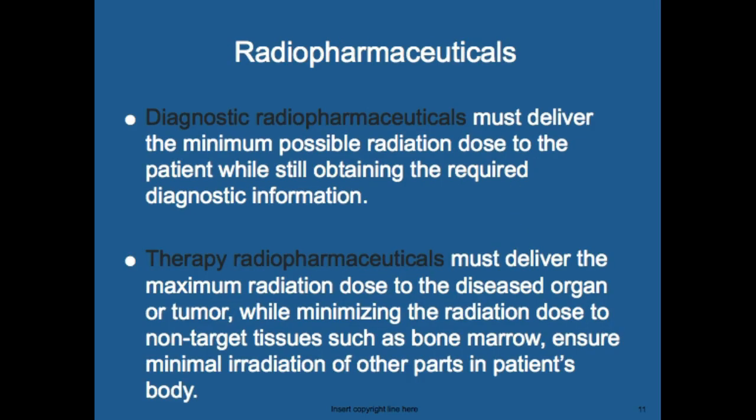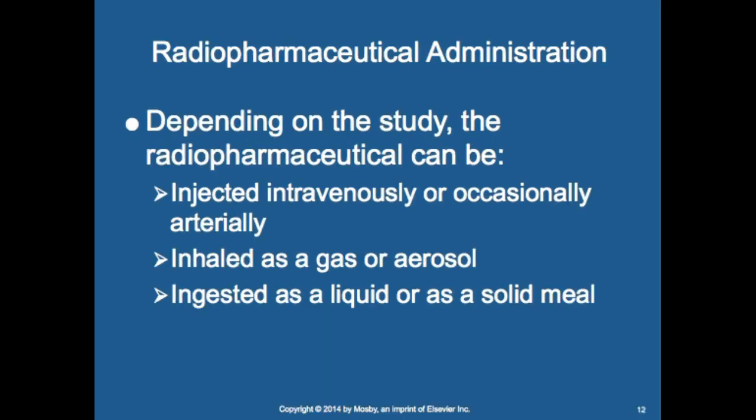So, there's diagnostic radiopharmaceuticals. They must be delivered the minimum possible radiation dose to the patient while still obtaining required diagnostic information, whereas therapeutic radiopharmaceuticals must deliver the maximum radiation dose to the diseased organ or tumor while minimizing the radiation dose to non-target tissues, such as bone marrow, to ensure minimal radiation to other parts of the patient's body.